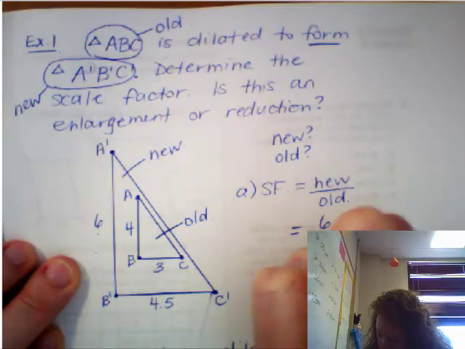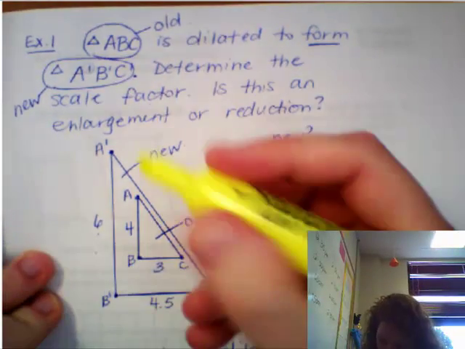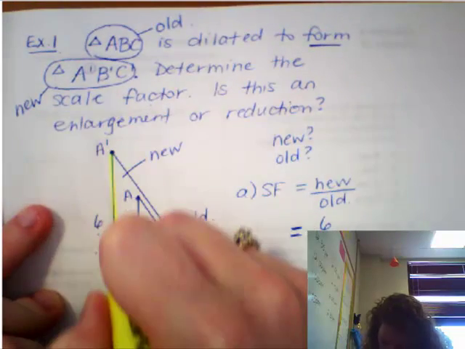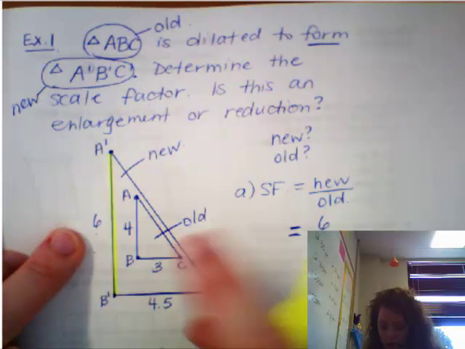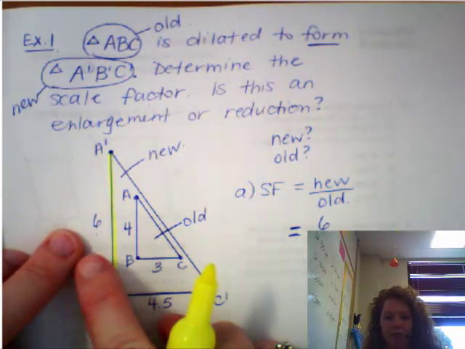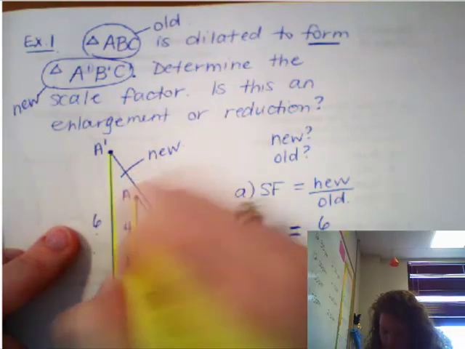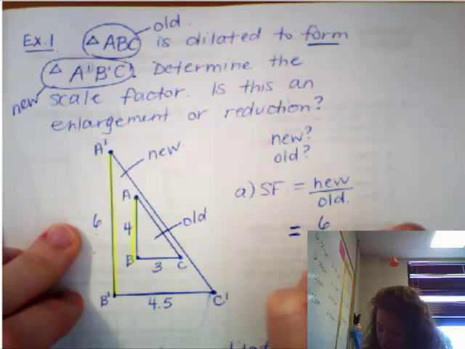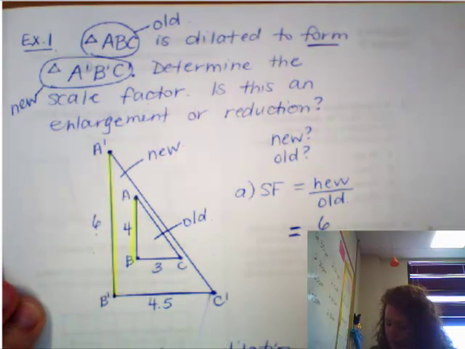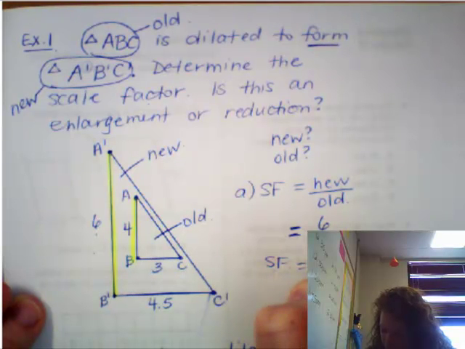So 6 over... Okay, now we need the side that matches with 6, because we always have to do matching or corresponding sides. So I colored this yellow. What side on the old triangle matches with this side on the new triangle? Well, that would be side AB, which has height 4. So it'd be 6 over 4.